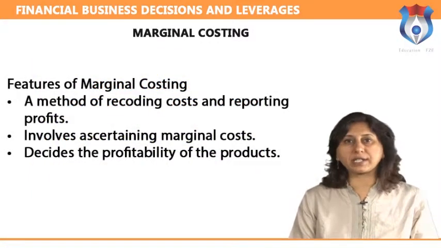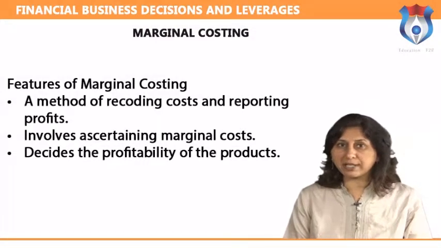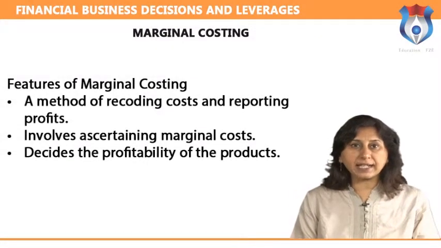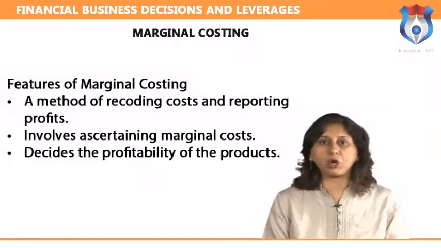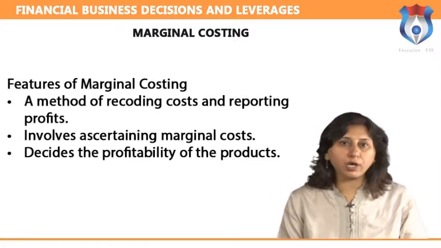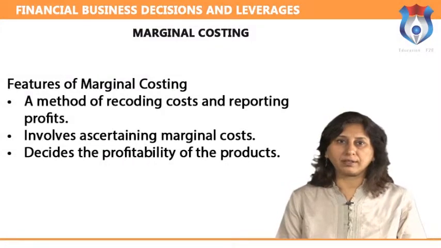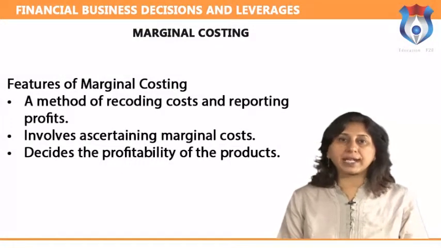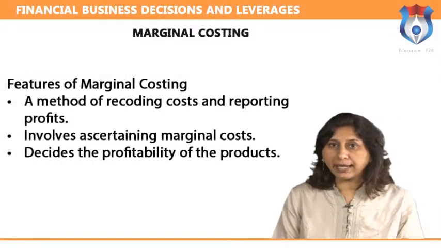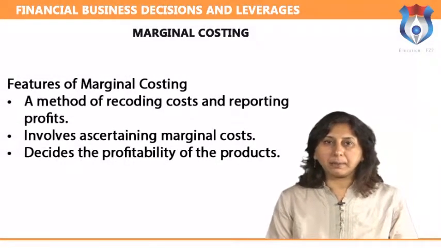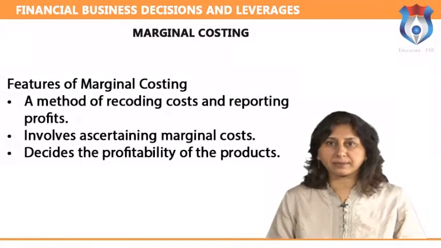Features of marginal costing. It is a method of recording costs and reporting profits. It involves ascertaining marginal costs, which is a difference of fixed cost and variable cost. The operating costs are differentiated into fixed costs and variable costs. Fixed costs are treated as period charge and are written off to the profit and loss account in the period incurred. Marginal contribution decides the profitability of the products.